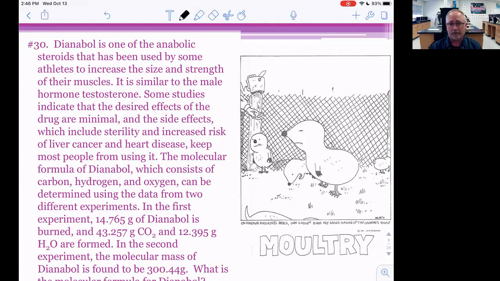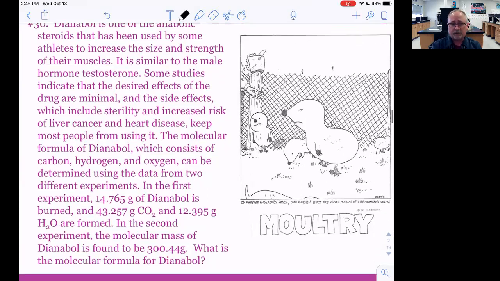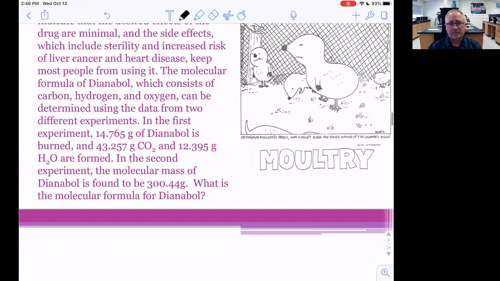The molecular formula of Dianabol consists of carbon, hydrogen, and oxygen. It's an organic compound with oxygen in it as well. It can be determined using the data from 2 different experiments. In one experiment, they're taking a certain amount of Dianabol and burning it. They're undergoing combustion analysis and finding out how much carbon dioxide and water are actually produced. So you could use those to find the mass of the carbon and hydrogen, just like we did in the previous example. In the second experiment, they found what the molecular mass was. Fine, that means they're telling you the molar mass, so you can use it to find what the actual formula is rather than simply the empirical formula.